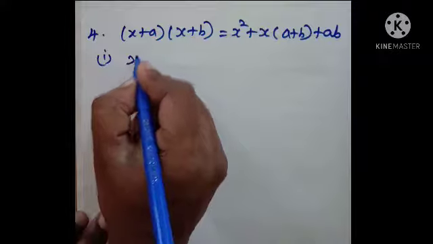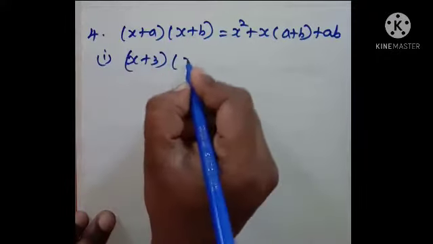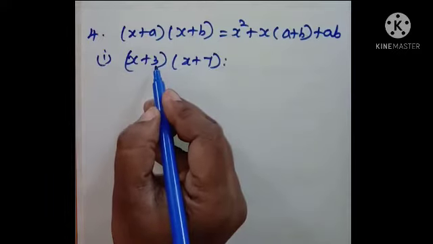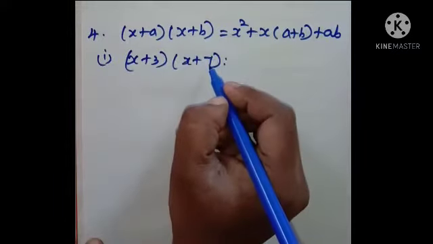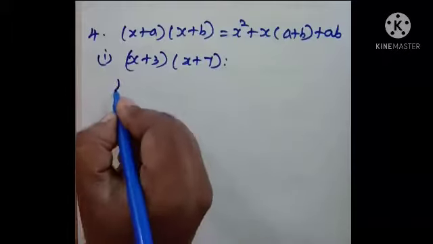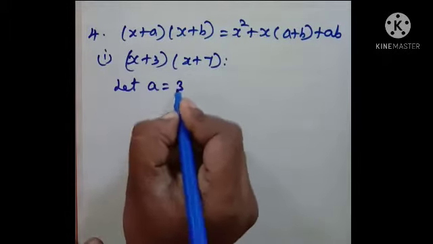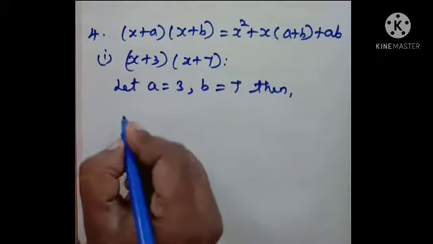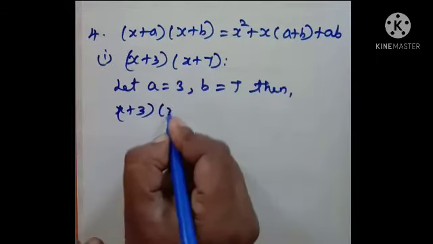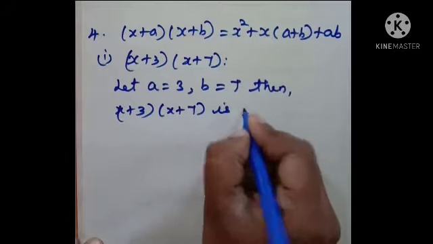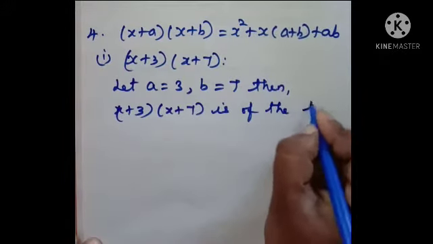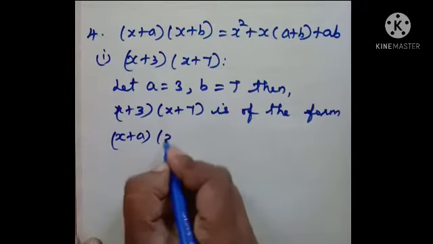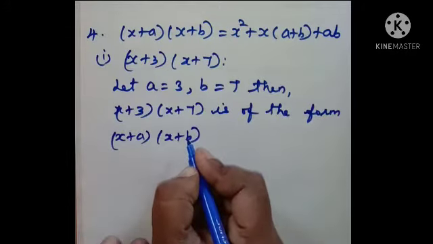Here the first problem, (x + 3)(x + 7), is given. In place of a, here it is 3. In place of b, here it is 7. So let a = 3 and b = 7. Then (x + 3)(x + 7) is of the form (x + a)(x + b), the first identity.